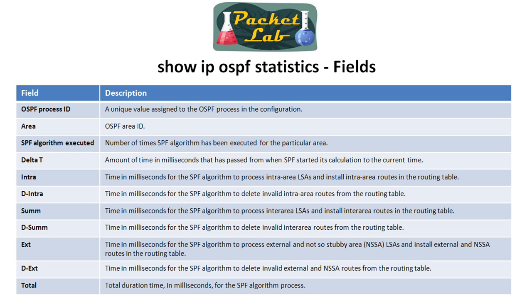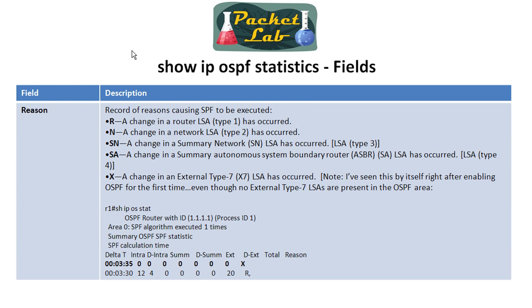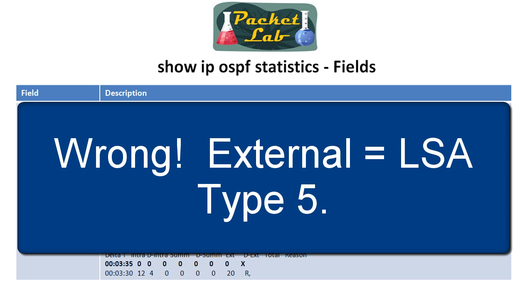Okay, this slide's here for your reference. I'm not going to go through all these in detail because I pretty much described them in the last slide, but you can see all the different fields and what they mean here. Here's the reason codes, and you can see that R, which is a router LSA, type 1; N, which is a network LSA, type 2; SN, summary network, type 3; SA, summary autonomous system boundary router. I thought these were called summary address as well, but anyways, that's LSA type 4, and then X is external, which is LSA type 7.